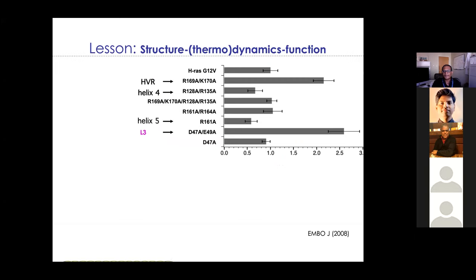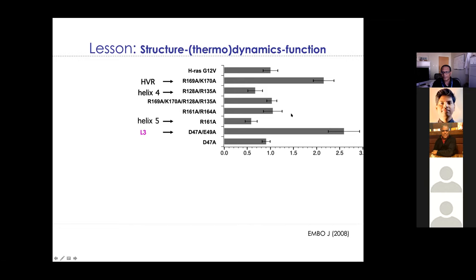And a few other lessons: structures, thermodynamic function. John Hancock, now the chair of my department, we were collaborating, he was in Australia at the time. They did a number of cell assays to see if these residues that I showed you in the previous slide as interacting with lipids have any functional role, and they mutated them to alanine.